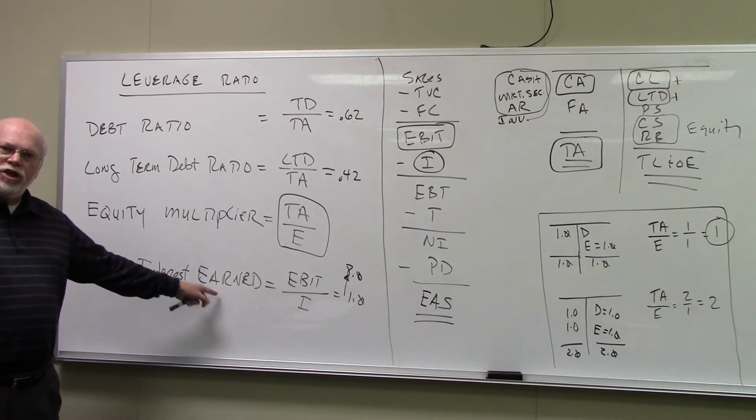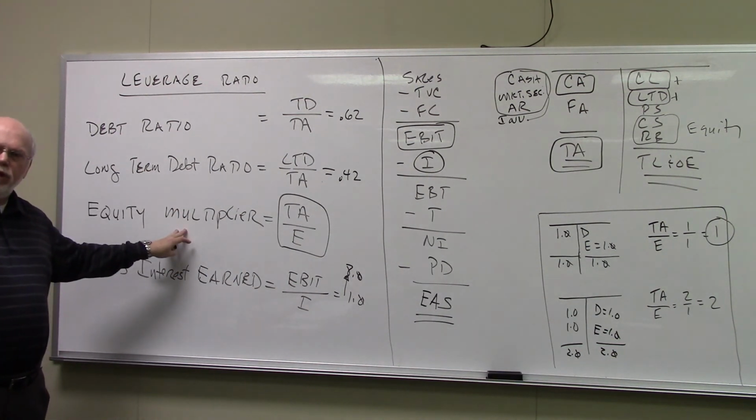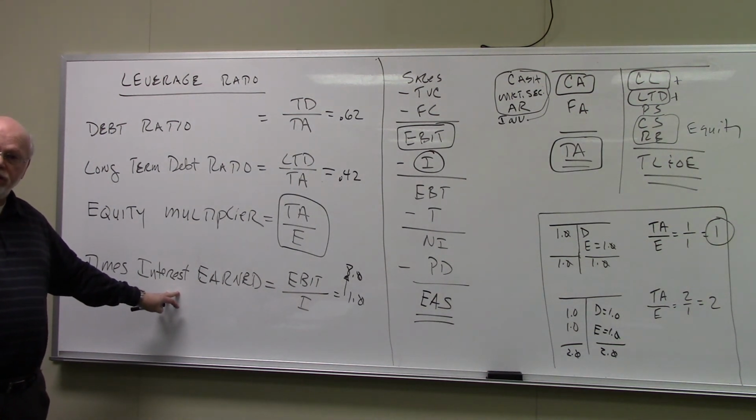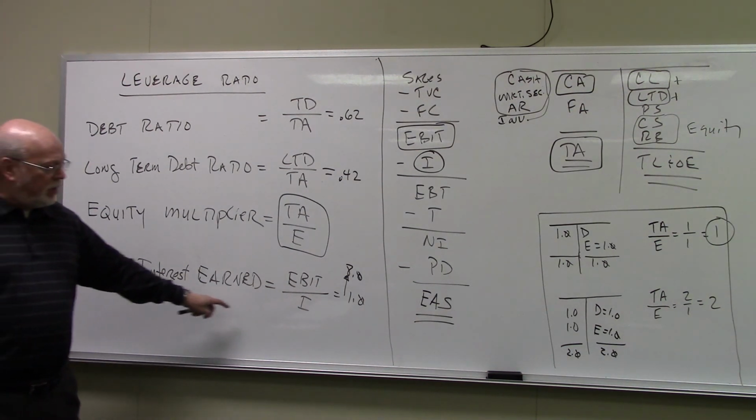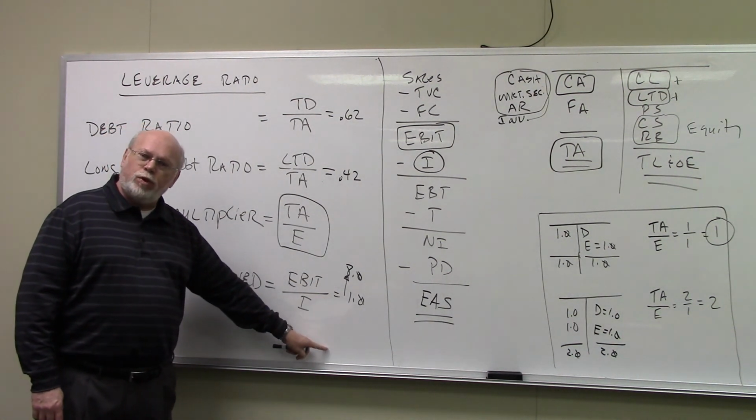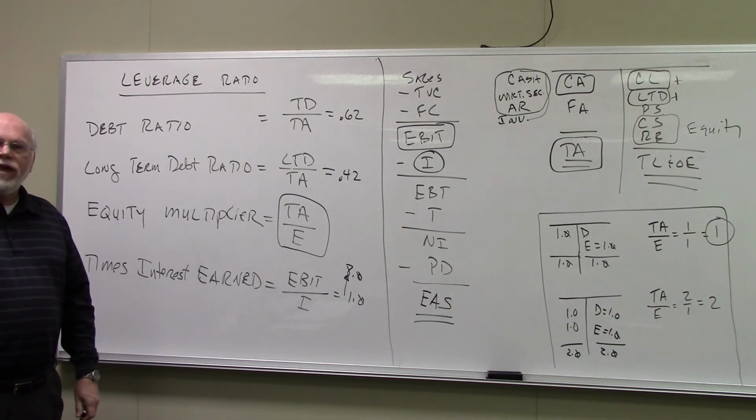The times interest earned ratio is a little different than the others. These others looked at the extent to which the firm is financed by debt. This ratio looks at the ability of the firm to pay the cost of the debt, the interest expense. That's just as important, all things being equal. If your times interest earned ratio is less than 1, that means your operating profit, your EBIT, is less than the interest. That means you can't pay the interest on your debt. You're bankrupt.